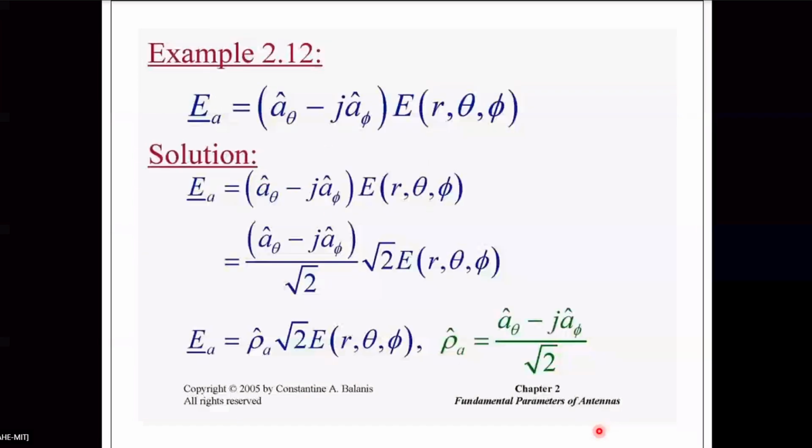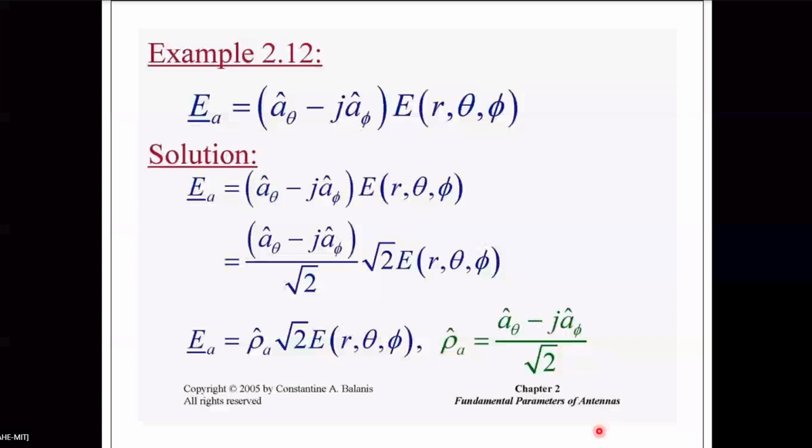Okay, next example. You solve this. So EA is given like this. You see how to find rho A. Just have a look at this slide. All of you understood, no? How to find rho A hat from EA hat.